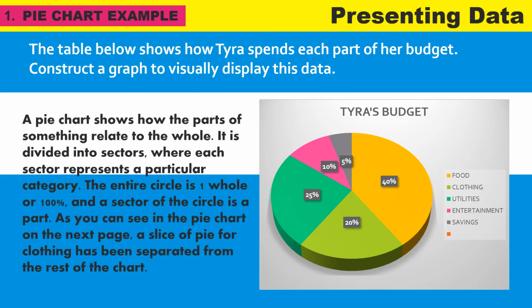A pie chart shows how the parts of something relate to the whole. It is divided into sectors where each sector represents a particular category. The entire circle is one whole, or equivalent to 100%, and a sector of the circle is a part. As you can see in the pie chart, a slice of pie for clothing has been separated from the rest of the chart.